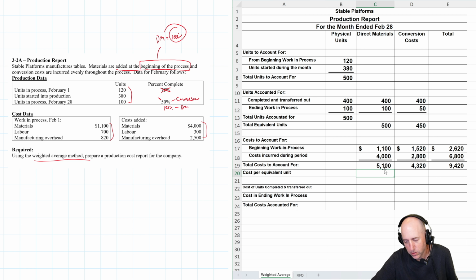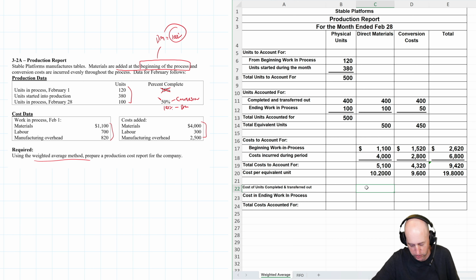Now the key number on the whole table, cost per equivalent unit. Take my cost information, total cost, divide by equivalent units, 10.2, 9.6. Add them together, 10.2 plus 9.6 is 19.8. You can't divide 9,420 by some number that's not there, so it's adding across. Okay, now the little reconciliation at the bottom.